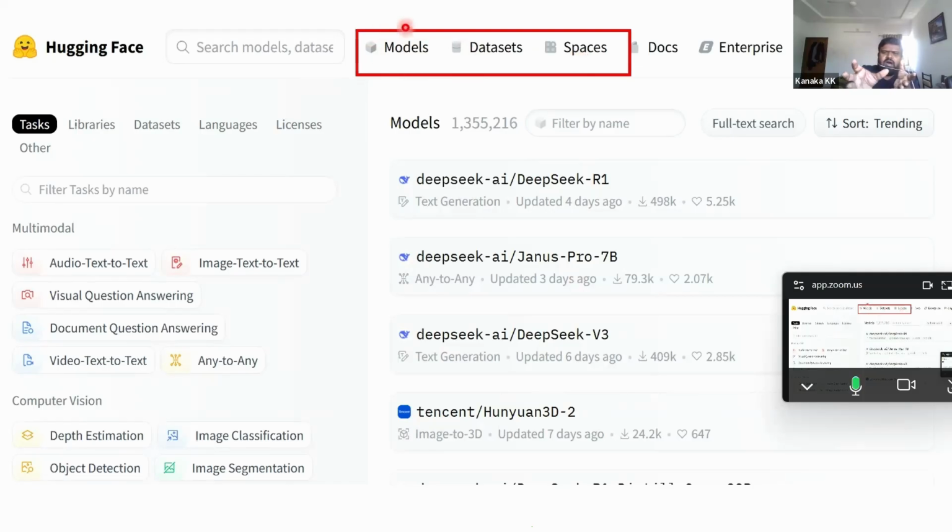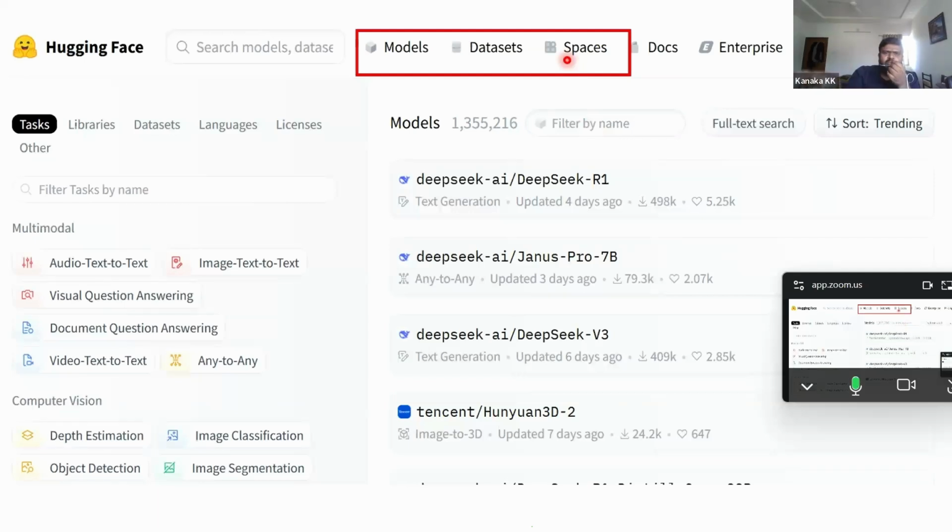Models is the option where you can find all the large language models, and datasets is the place where all the datasets are stored. The datasets which are used for training LLMs are stored there. And spaces means they give computational power, a virtual computer, so that you can run big models. You can run ChatGPT-like models with lesser cost. So spaces actually gives you a computer.